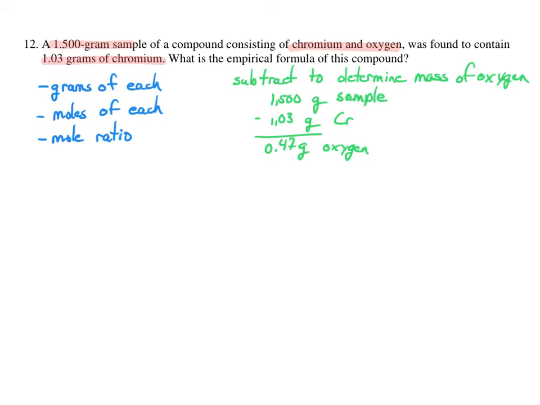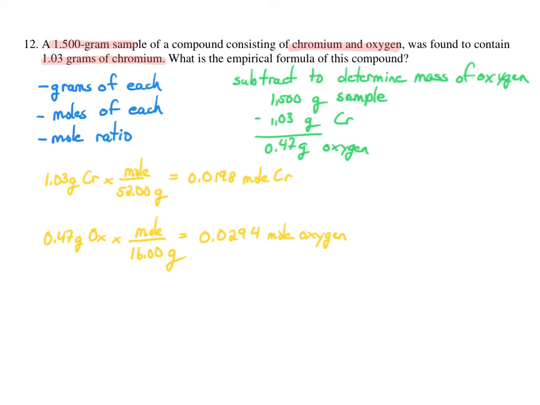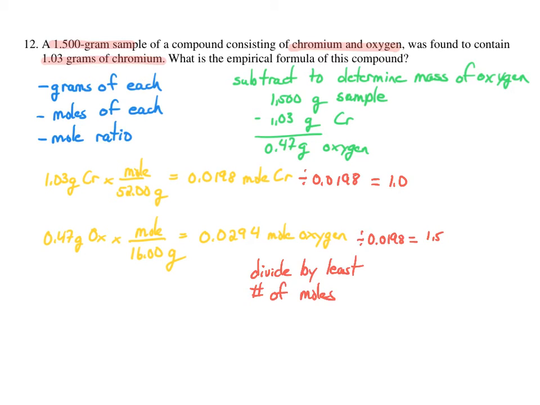So now that we know how many grams we have of each element, we can determine moles of each. The mole ratio doesn't look obvious to me, so I'm going to divide by the least number of moles. Alright, so we have a 1.0 to 1.5 mole ratio, but our empirical formula has to be the lowest whole number ratio possible. We can't round these off.